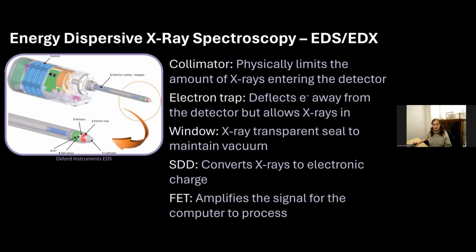Behind that, we have a little electron trap. And this is basically deflecting electrons away from the detector, but still lets X-rays in. So if our electrons got into there, they would cause damage. They'd also mess up all the signals, and you'd really struggle to get any meaningful data.